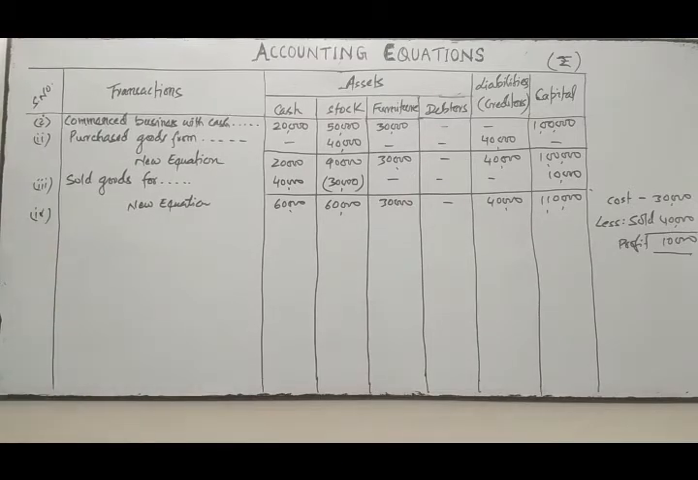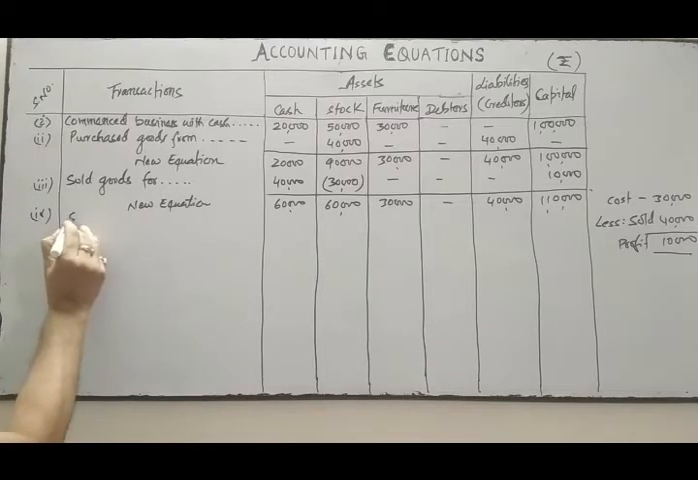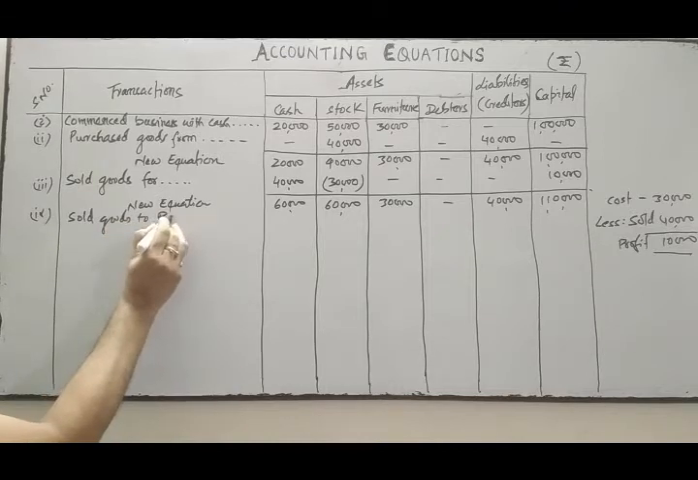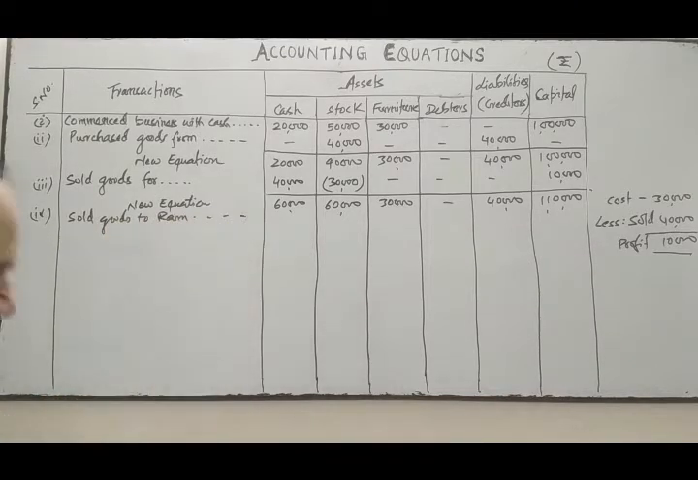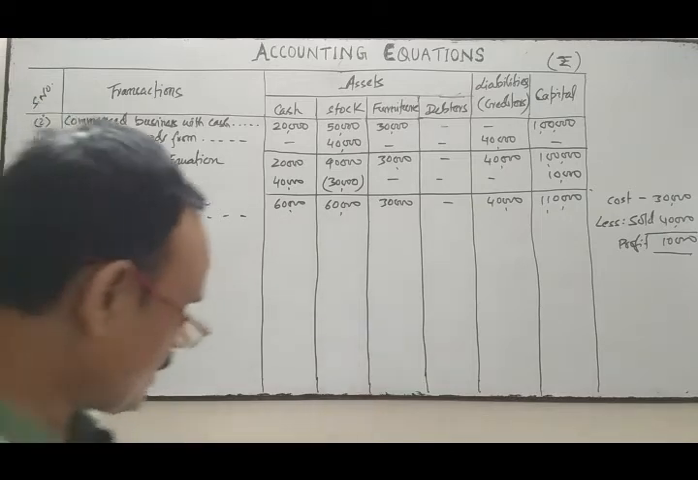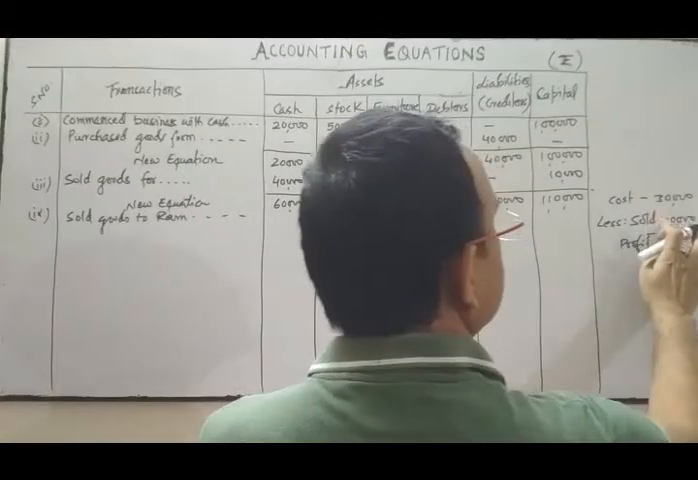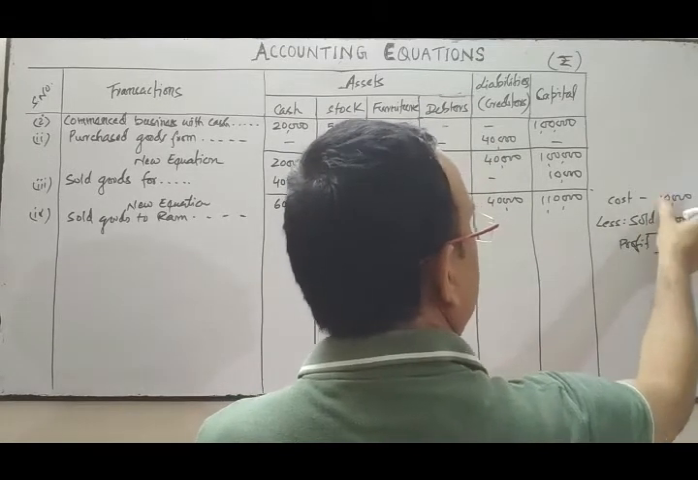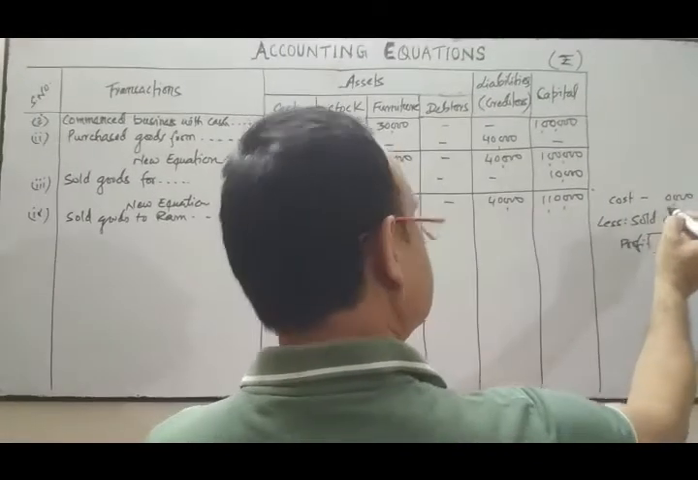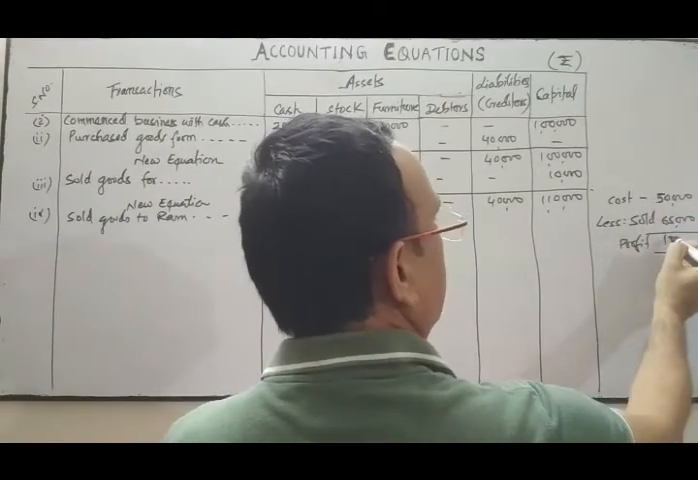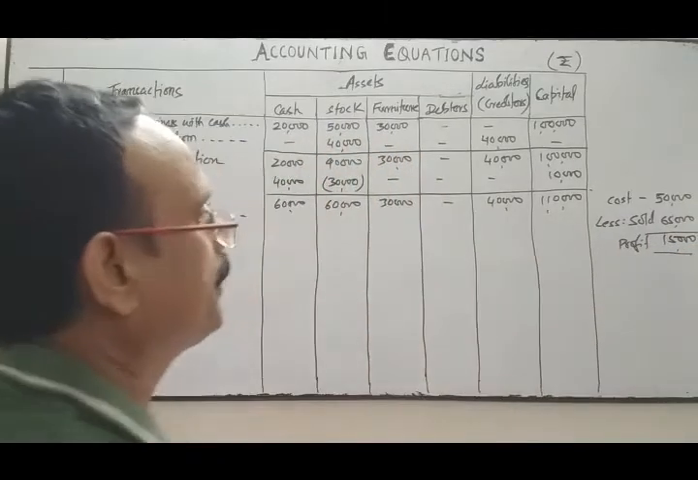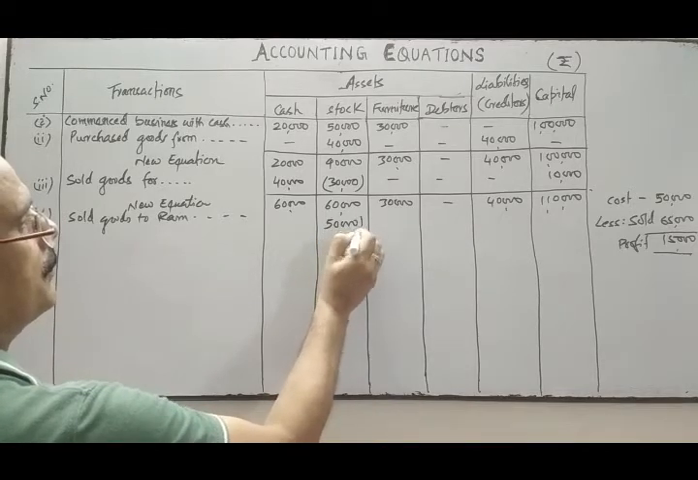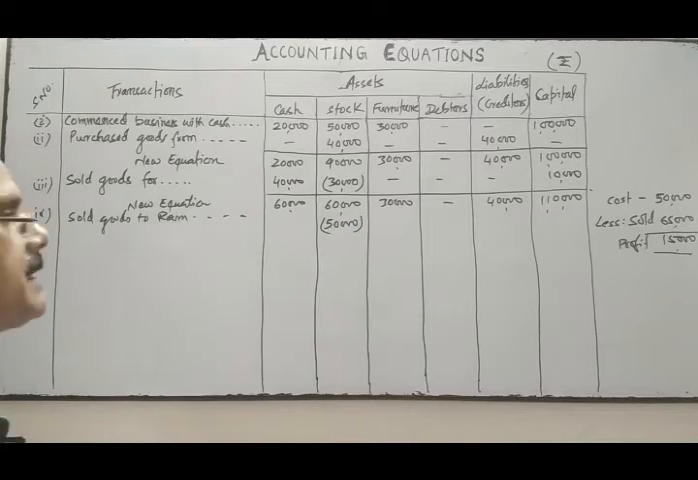Now fourth transaction. Sold goods to Ram. Write the full sentence: on credit rupees 65,000. Sold goods to Ram on credit rupees 65,000. Cost of the goods is, in brackets, 50,000. It means 15,000 is the profit. So 50,000 will be deducted from the stock because goods go out from the business.